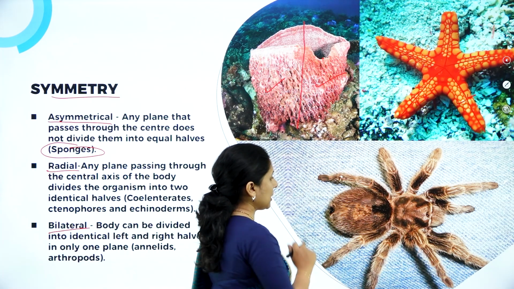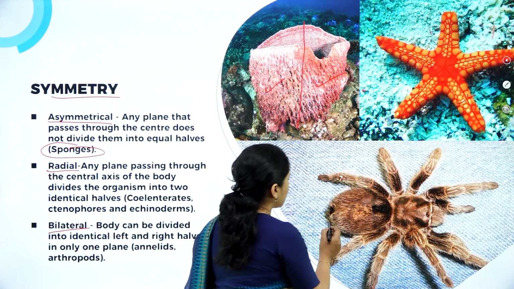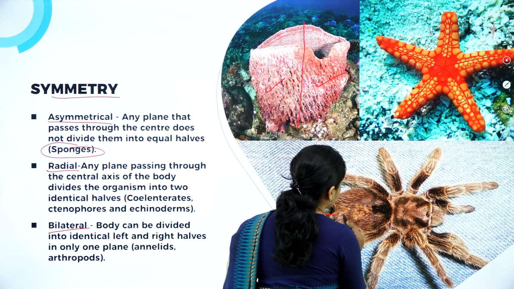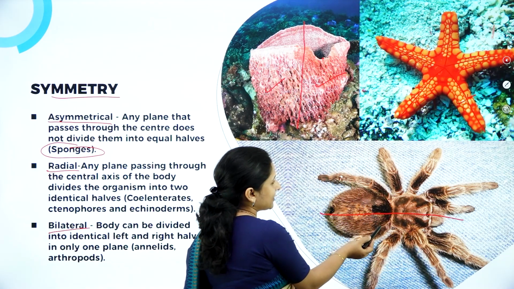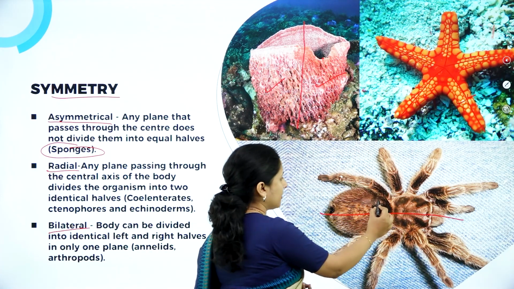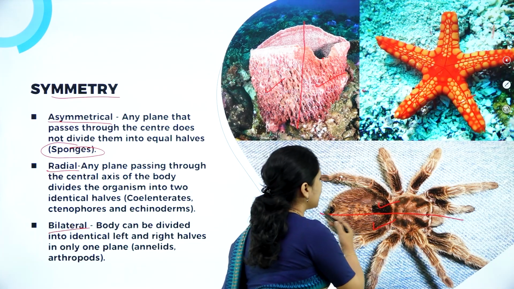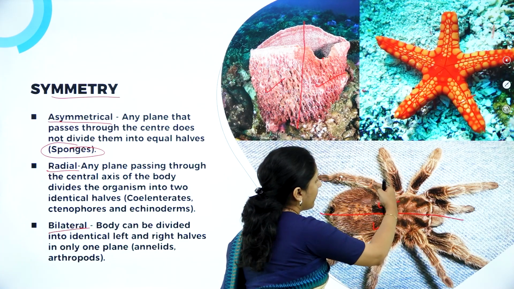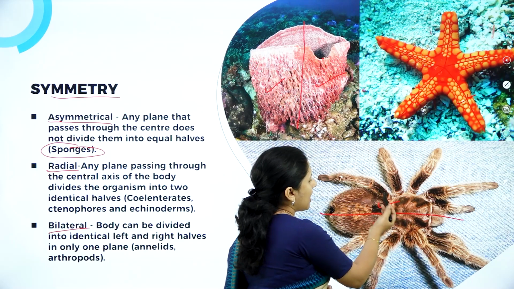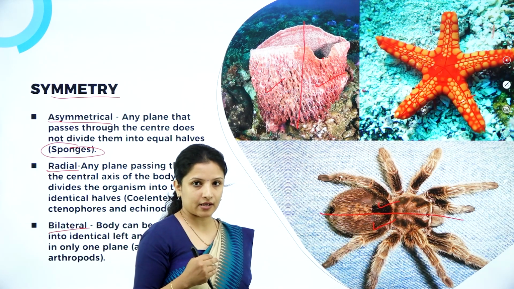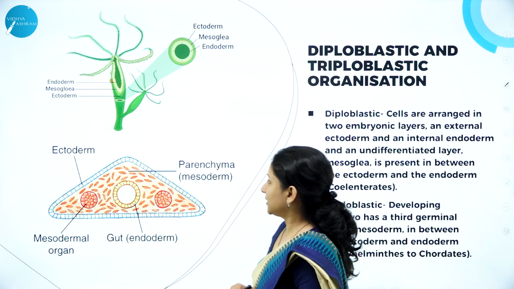Now, talking about bilateral symmetry. Here I've taken the example of an arthropod, a spider. Exactly from the center, I'm going to draw a line. This half is exactly the mirror image of the other half, right? So this is bilateral symmetry. Bilateral means I'm drawing a line laterally at the center, dividing it into two halves, that is, bi means two, wherein one half is exactly the copy of the other half. So that is bilateral symmetry. Based on this, classification is done.